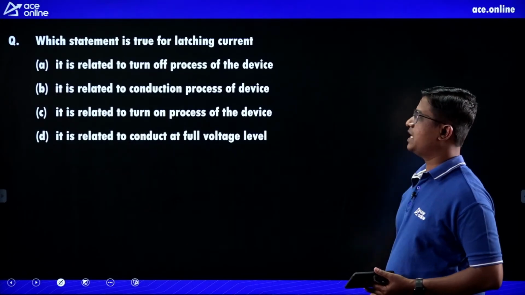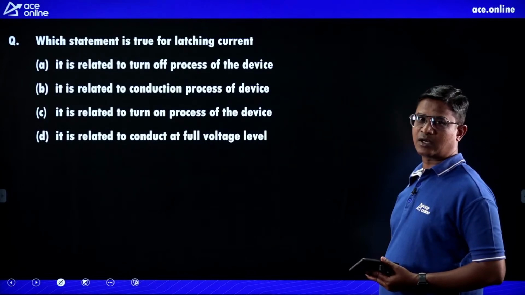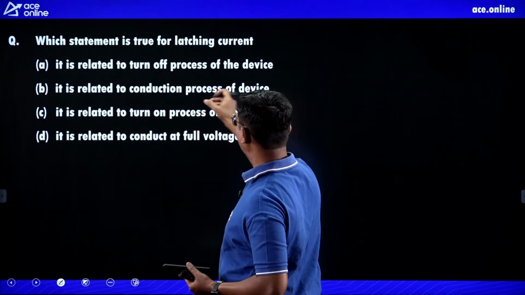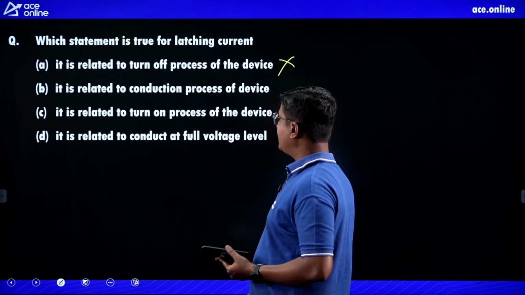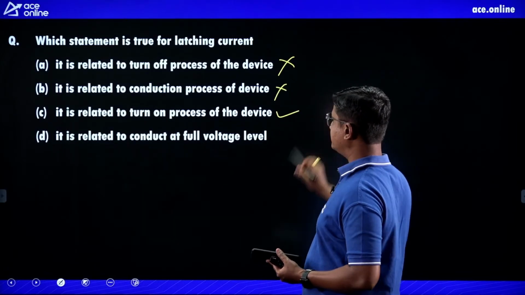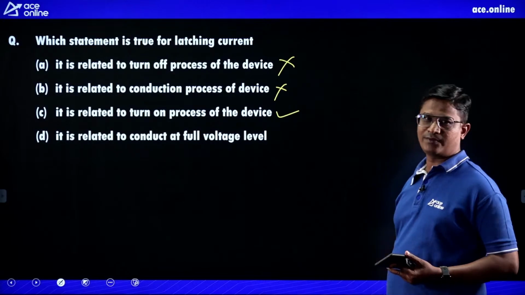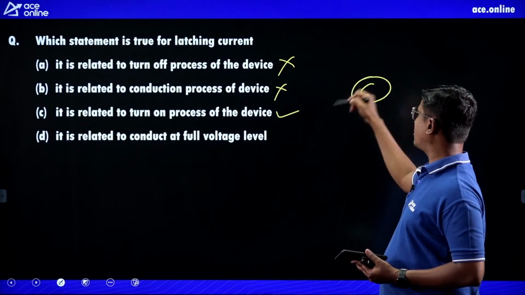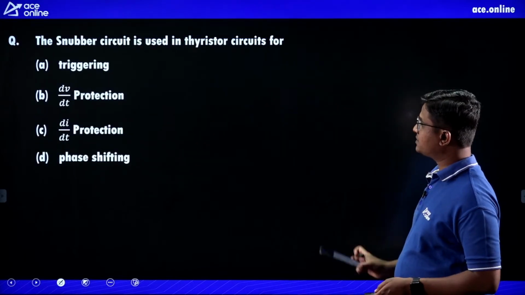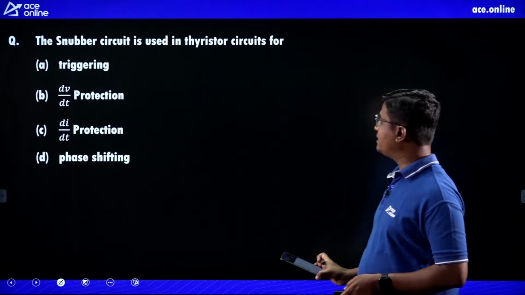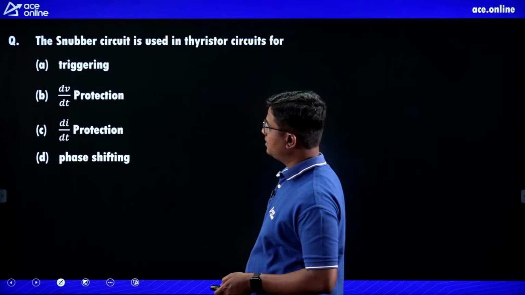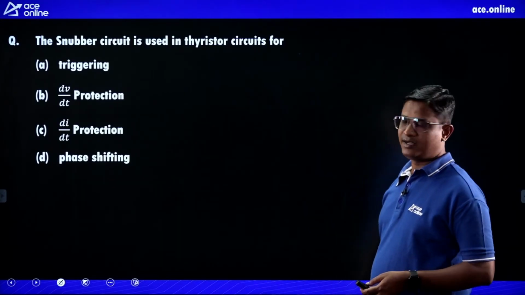Regarding the latching current, it is associated with the turn on of a device, right? So if you check, it is not related to turn off. It is also not true that it is related to the conduction process. No, it is related to turn on of a device, right? Turn on of a device. So option C is the correct option, right? Correct option. Good.